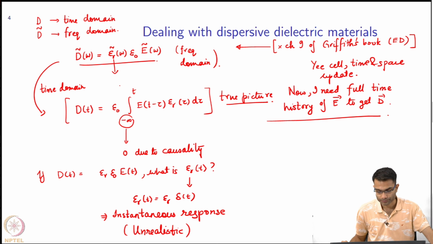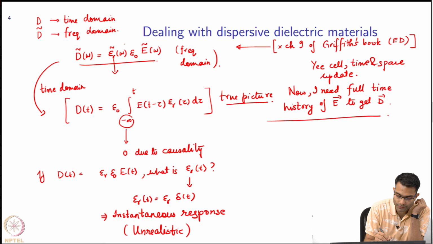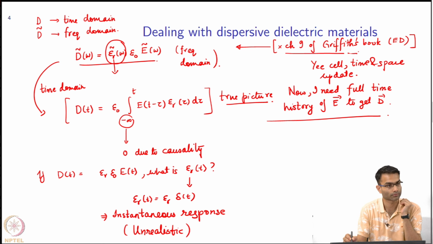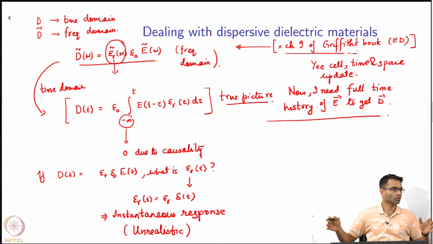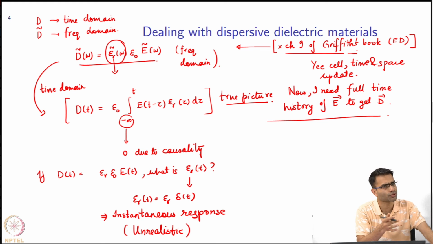So a very general model of epsilon r as a function of frequency is what is discussed in this chapter 9, as a summation of various resonances. So after this class, please go back and have a look at it. What we'll do is assume a simple version of that, and it's something which you all have studied.